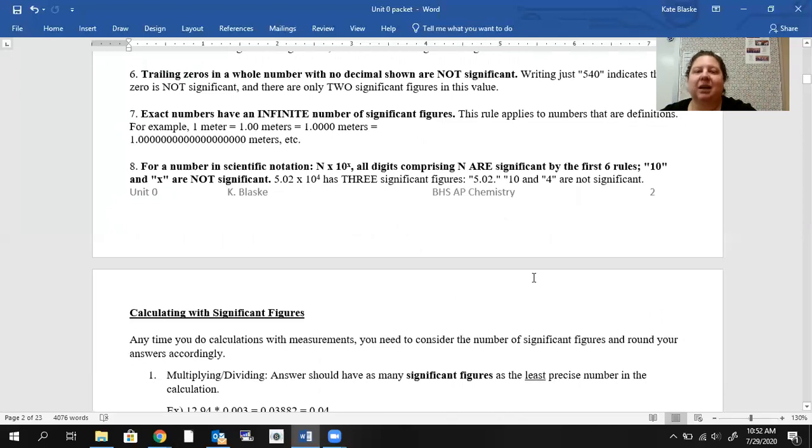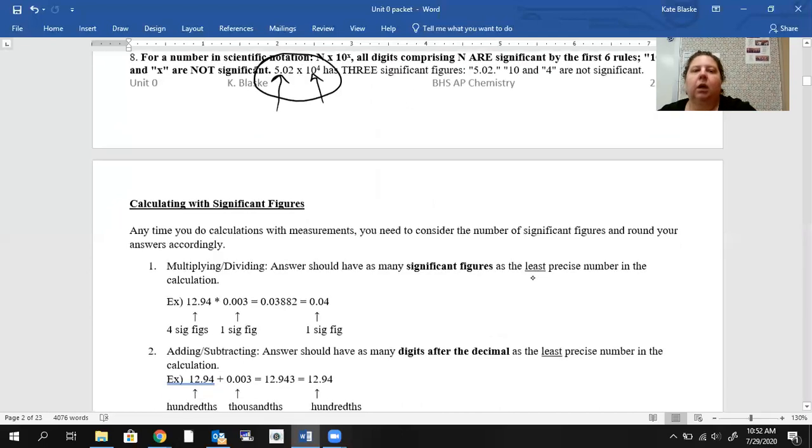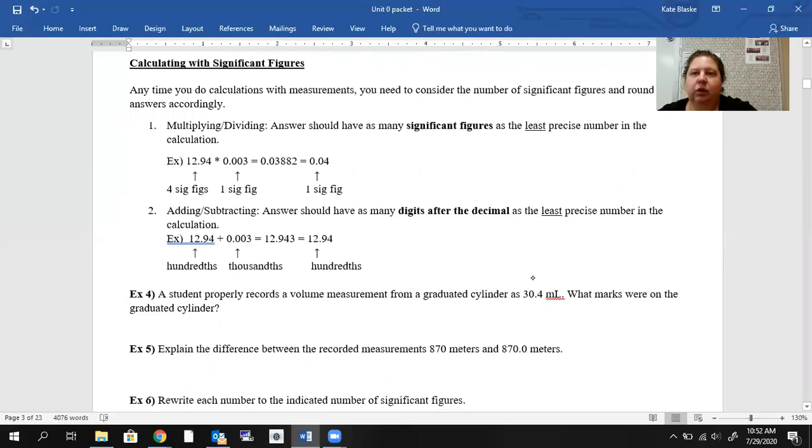Something else that we might not have discussed a whole lot is scientific notation. If you have a number such as 5.02 times 10 to the 4th, we only look at the number at the beginning for its sig figs. The times 10 and whatever that exponent is has no influence on those sig figs. Doing math with these, you were supposed to practice this for your summer homework.